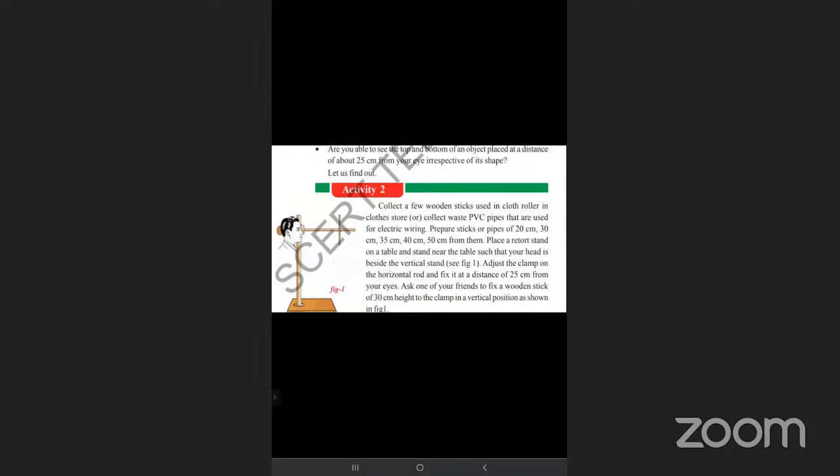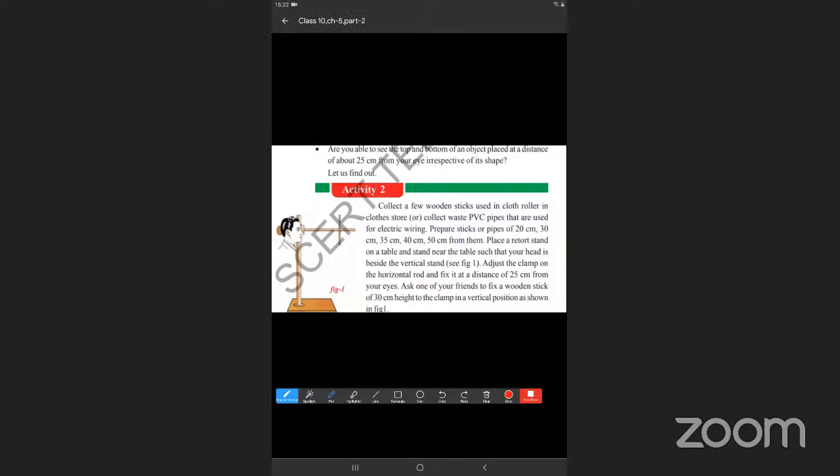So here, are you able to see the top and bottom of an object placed at a distance of 25 centimeters from your eye, irrespective of its shape? Is this possible? Let us find out.